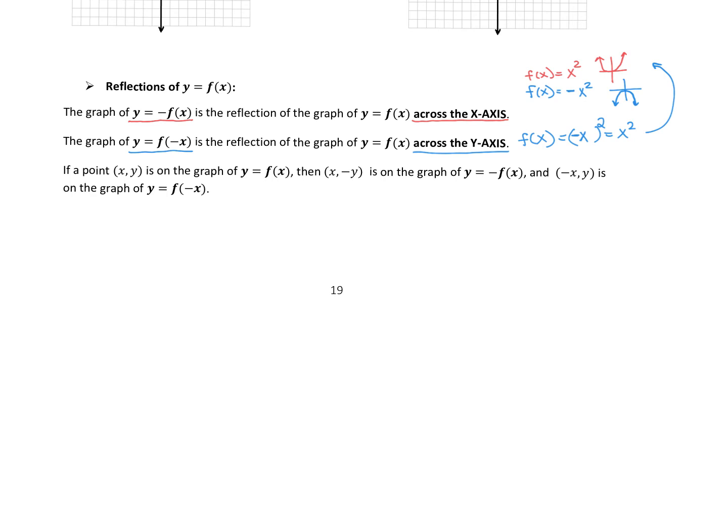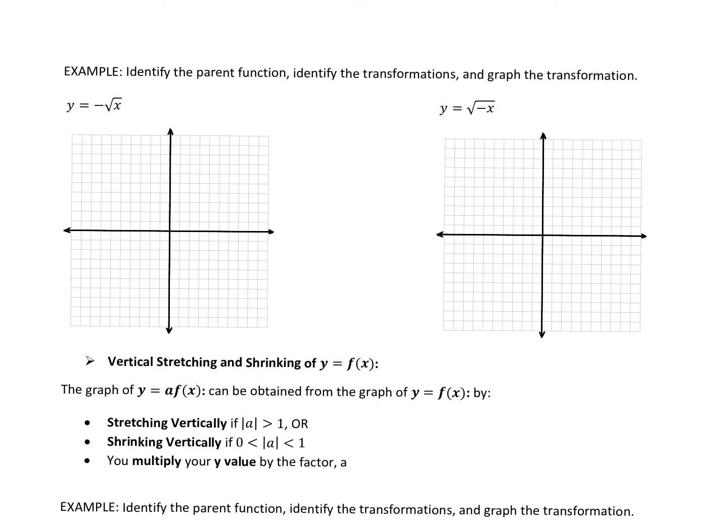So here are some examples. Identify the parent function, identify the transformation, and then graph the transformation. So just so we can see, I'm going to put the parent function in yellow. So our parent function here is the square root of x. We know the square root of 1 is 1 and the square root of 4 is 2. So this is our basic parent function, okay?